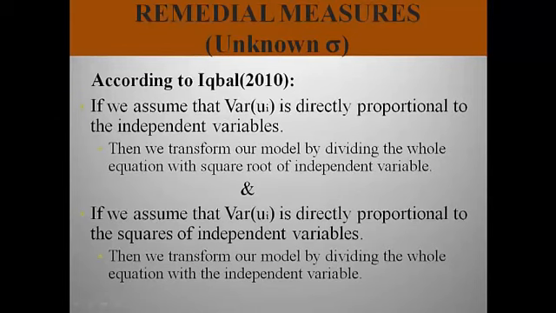According to Iqbal, for remedial measures when sigma is unknown, we have to assume that the variance of ui is directly proportional to the independent variable. Then we transform our model by dividing the whole equation by the square root of the independent variable. On the other hand, if we assume that the variance of ui is directly proportional to the square of the independent variable, then we should transform our model by dividing the whole equation by the independent variable itself.